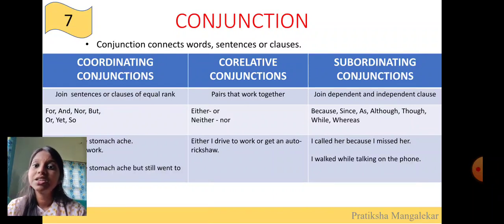Subordinating conjunctions join a dependent and an independent clause. The subordinating conjunctions are because, since, as, although, though, while, whereas. I called her because I missed her. I walked while talking on the phone.